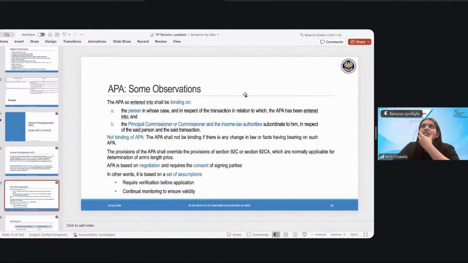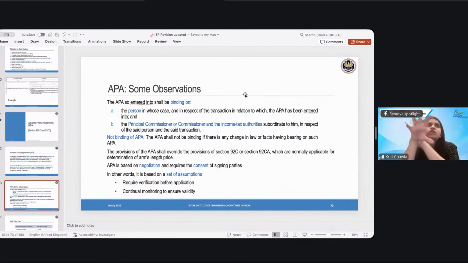Now, if there is an APA which is entered into, it shall be binding on the person in whose case and in respect of which the transaction relating to the APA has been entered into. So the person who has taken the APA and the principal commissioner or the commissioner of income tax authorities subordinate to him in respect of the said person and the said transaction. APA will not be binding if there is change in law or there is change in facts. The provisions of the APA shall override the provisions of Section 92C and Section 92CA, which are normally applicable for the determination of ALP.